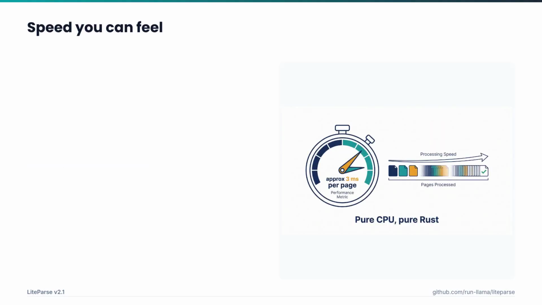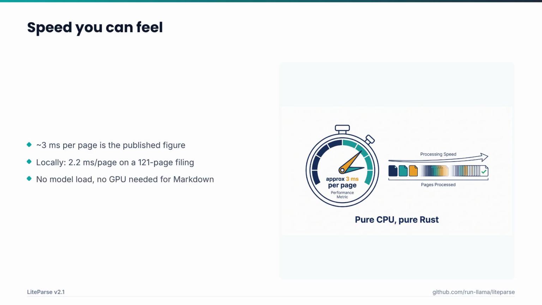And this is speed you can feel. The published figure is about 3 milliseconds per page, and in local testing a 121 page filing converted at just over 2 milliseconds per page. There is no model to load and no GPU required for Markdown. It is pure CPU, pure Rust.